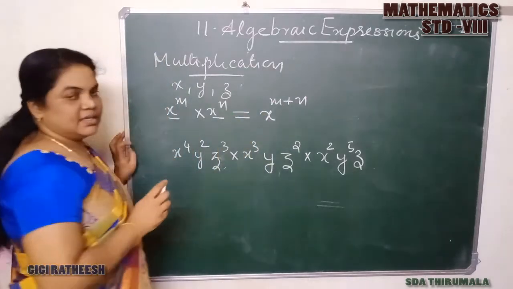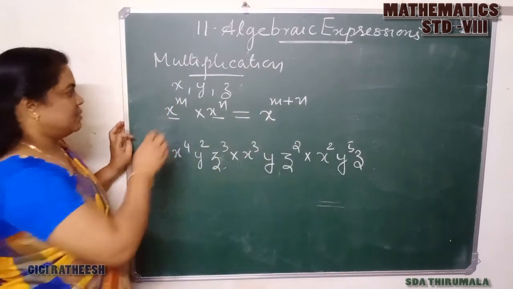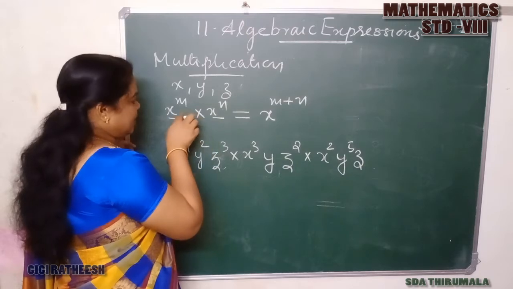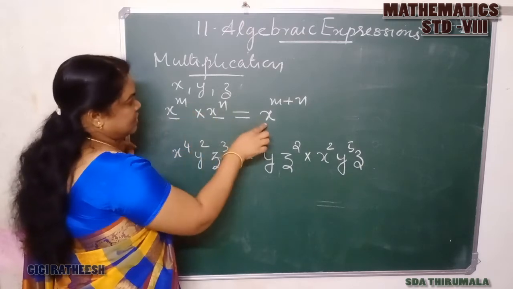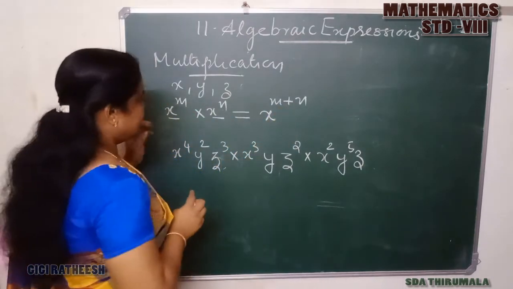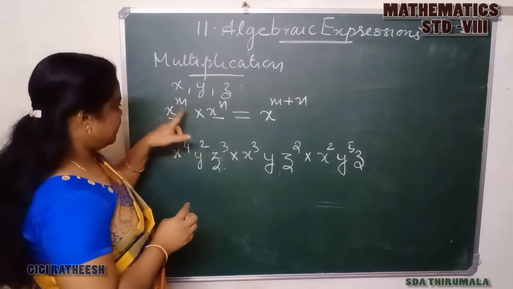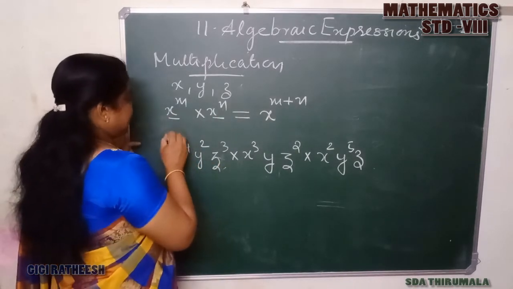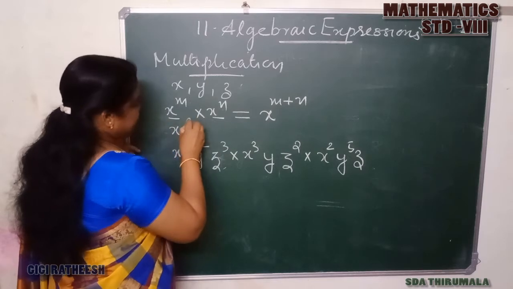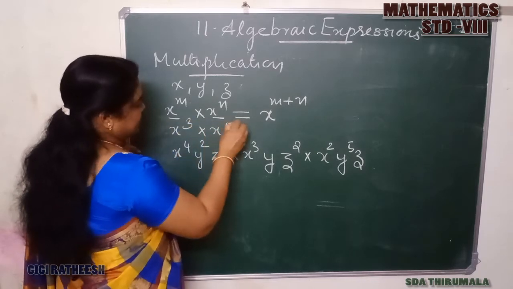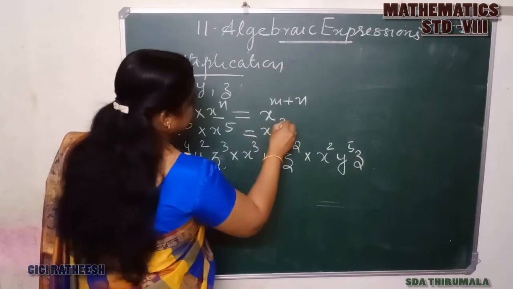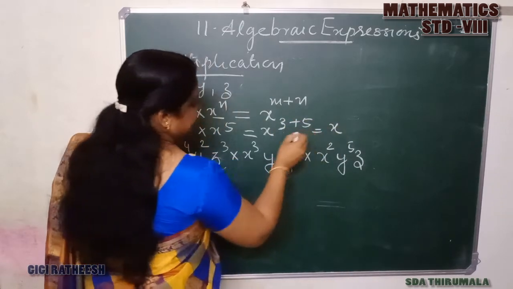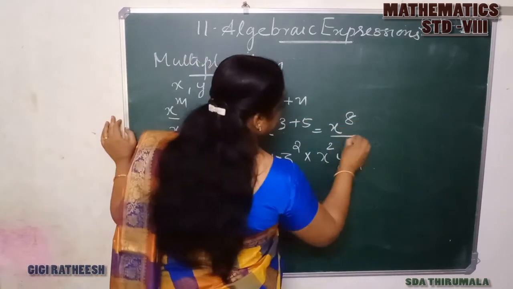We already studied this in the lesson on exponents. This is the power law: x raised to m into x raised to n is equal to x raised to m plus n. For example, x raised to 3 into x raised to 5 is equal to x raised to 3 plus 5, which is x raised to 8.